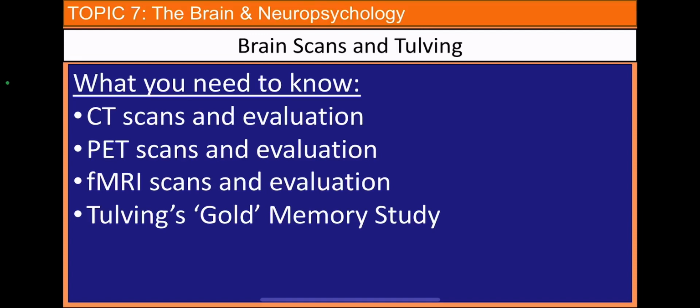Hey guys, welcome to this revision video on brain scans and the brain scanning research that you need to know for the GCSE. What we're going to run through in this video are the 3 brain scans, the CT scans, the PET scans and the fMRI scans. A quick bit of evaluation for each of them, maybe how to answer some questions along the way, and we'll have a little look at the key study, Tulving's Gold Memory Study.